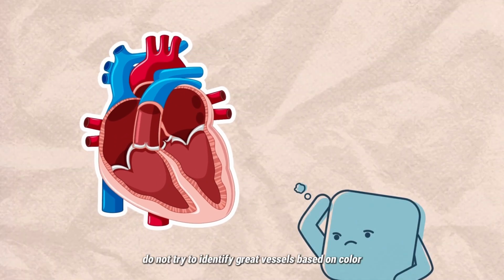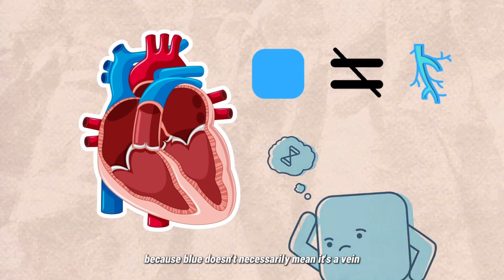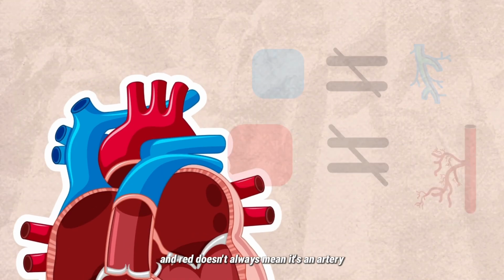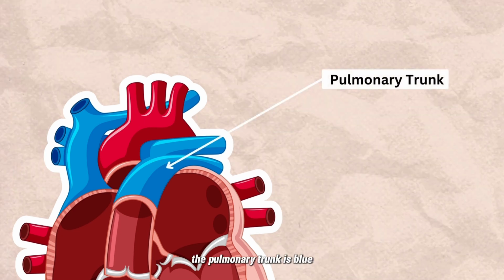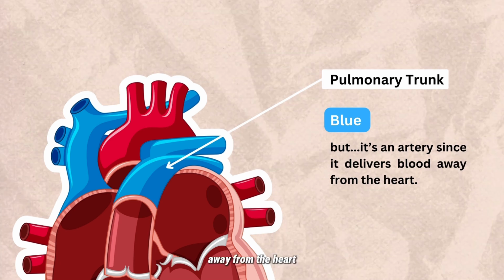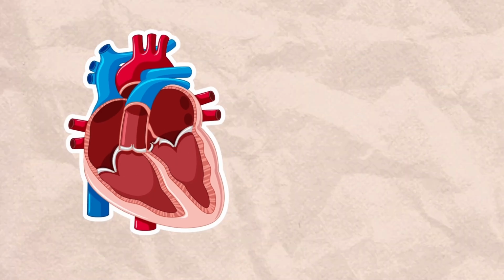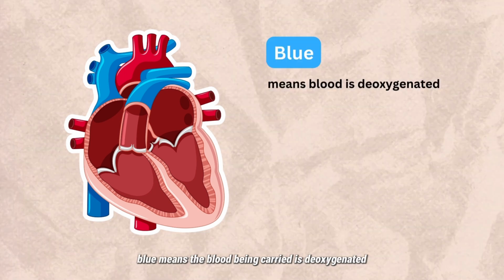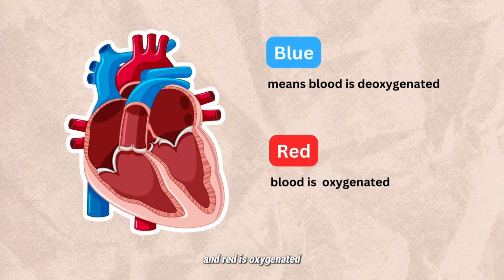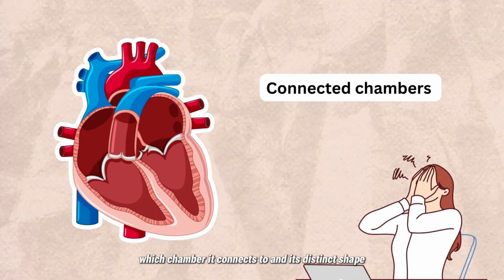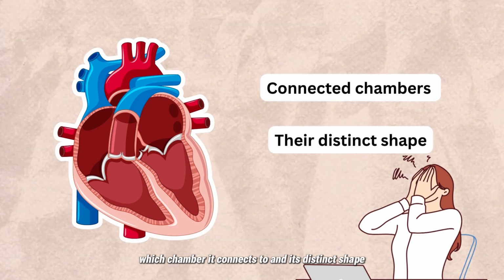Now, be very careful. Do not try to identify great vessels based on color, because blue doesn't necessarily mean it's a vein, and red doesn't always mean it's an artery. As you can see, the pulmonary trunk is blue, but it's an artery since it delivers blood away from the heart. When dealing with great vessels, blue means the blood being carried is deoxygenated, and red is oxygenated. The best way to minimize mistakes is to remember which chamber it connects to and its distinct shape.